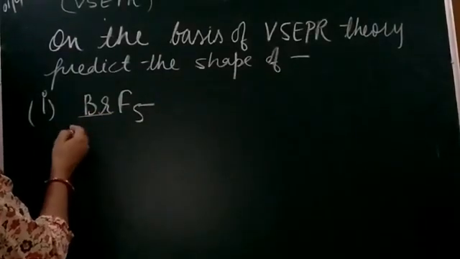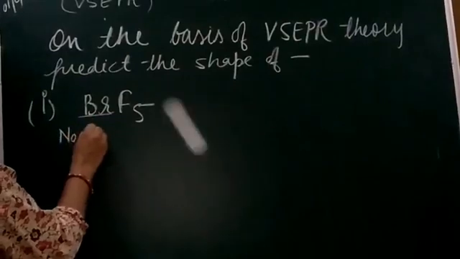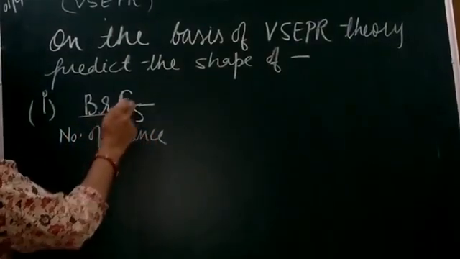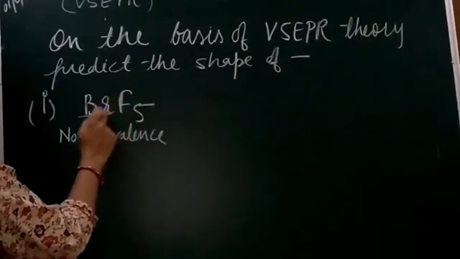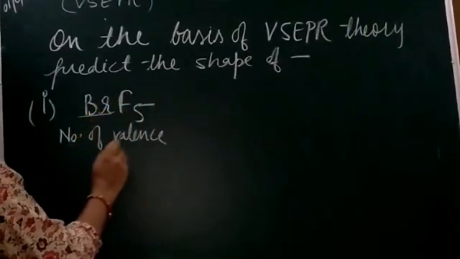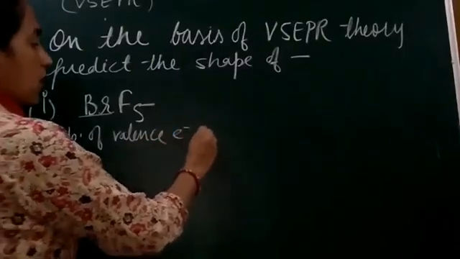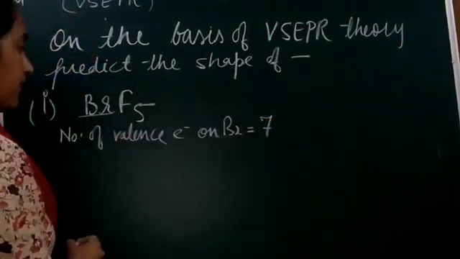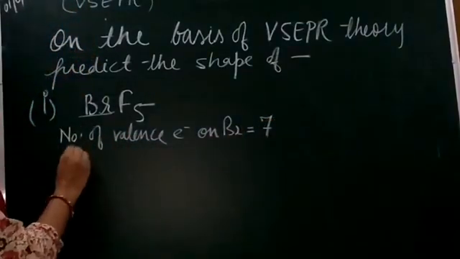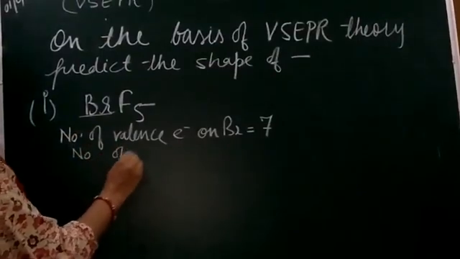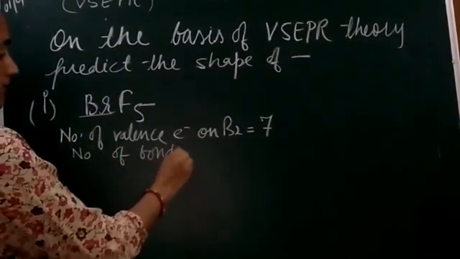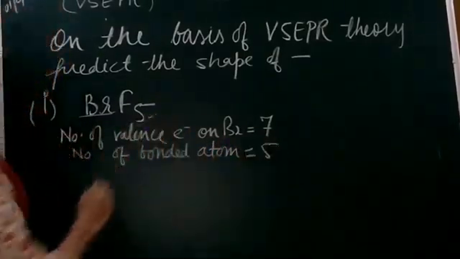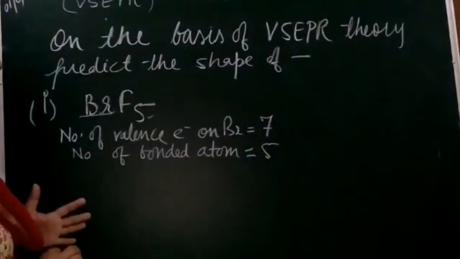That is the bromine. We are not going to see the number of valence electrons of fluorine. We will see the valence electrons of only the central atom. The number of valence electrons of bromine is how much? You know it is 7, right? So we will find the number of bonded atoms. It is how much? It is 5. You can see here that it is surrounded by 5 atoms which are bonded to it.